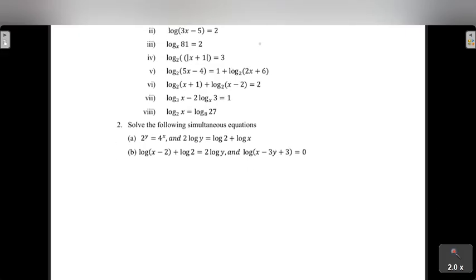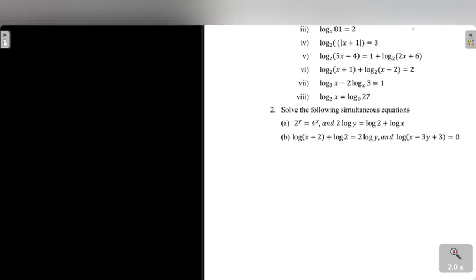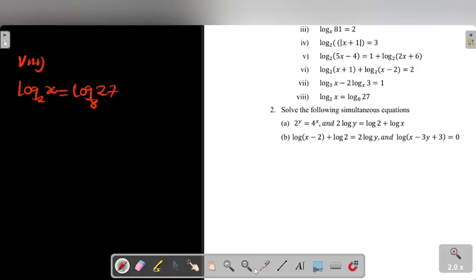Then now we move to part 8. What we have is log of x base 2 equal to log of 27 base 8. So how do we solve for the value of x here? As you can see, the bases are not the same. For the first one, you have base 2, then for this other one, the base is 8.